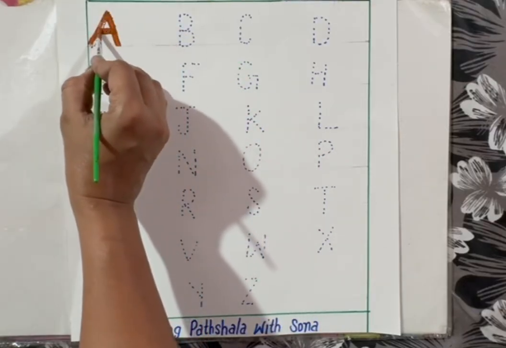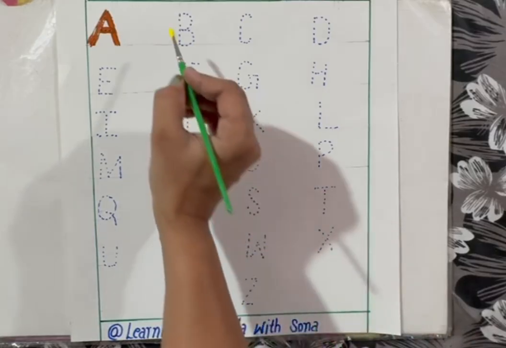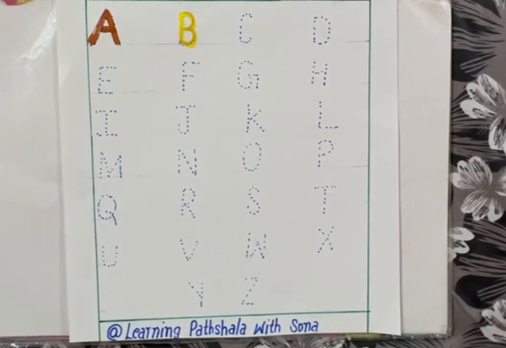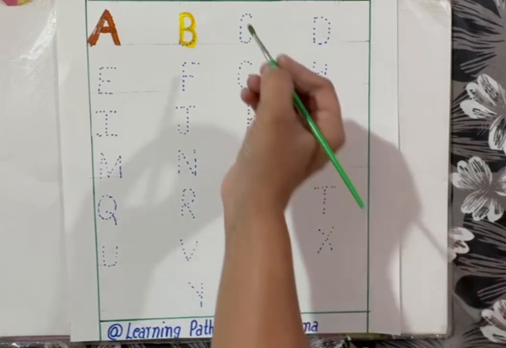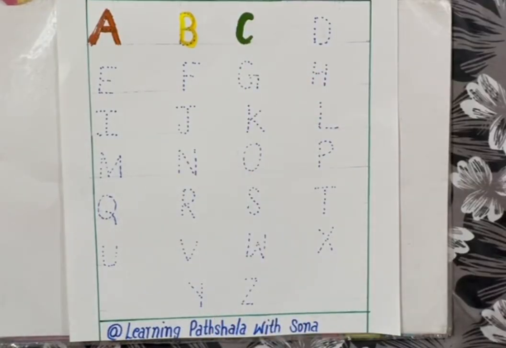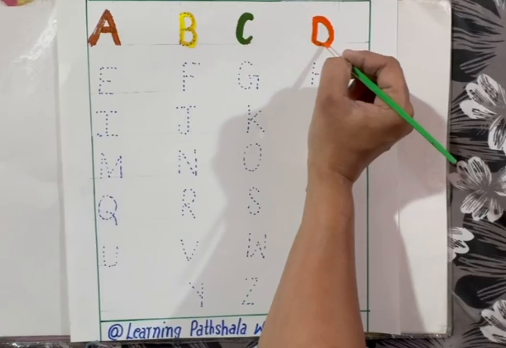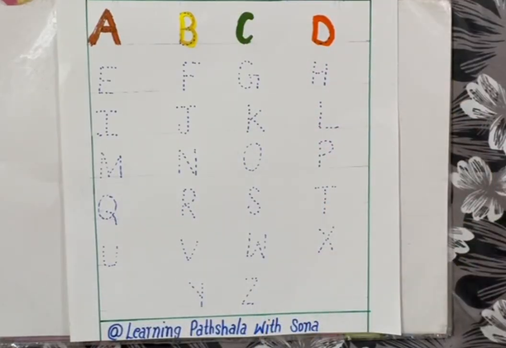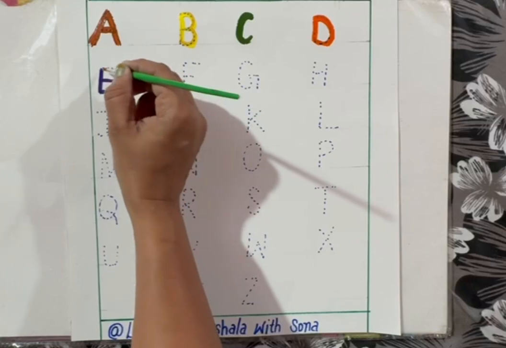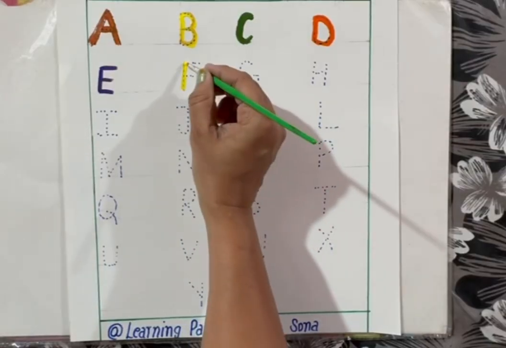A for alligator. B for ball. C for cup. D for dog. E for elephant. F for flag.